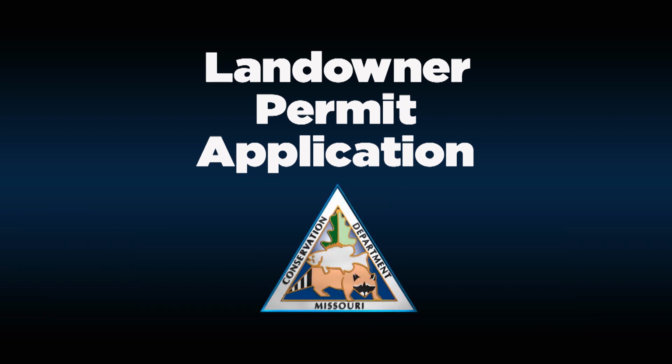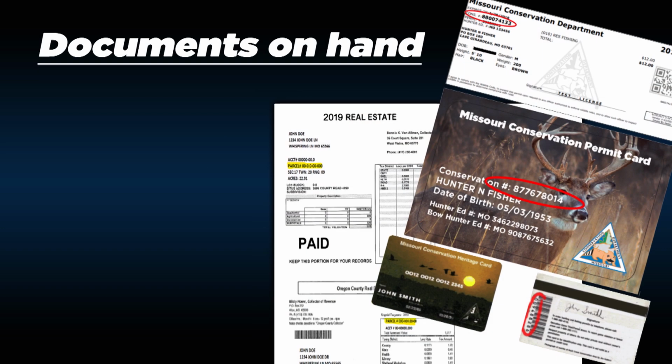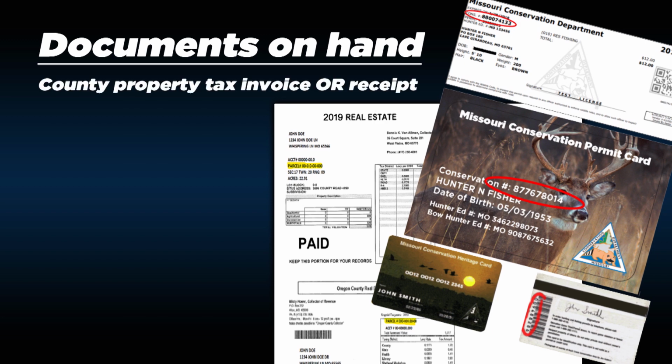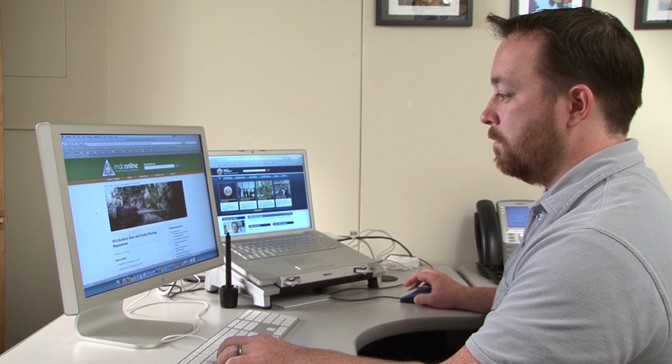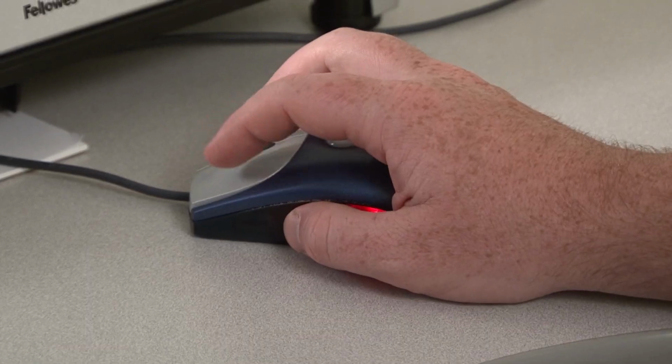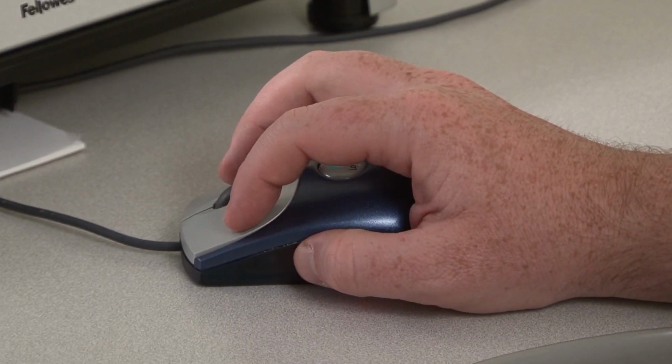To complete the online landowner permit application, you'll first want to have some documents on hand to help you with the process. This includes your county property tax invoices or receipts, plus either your conservation number, driver's license number, or social security number. Once you have that information handy, you can start the online process.